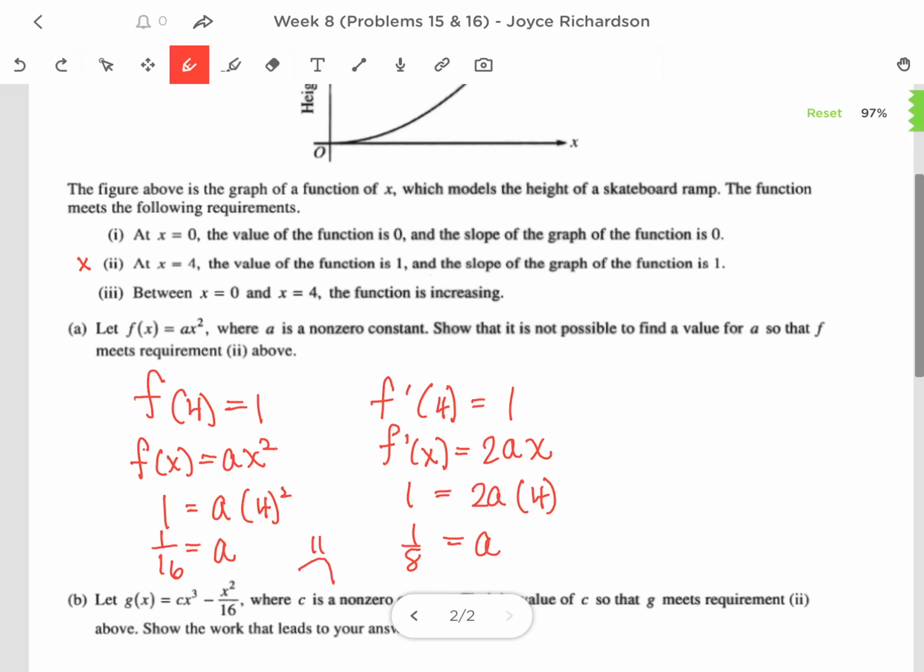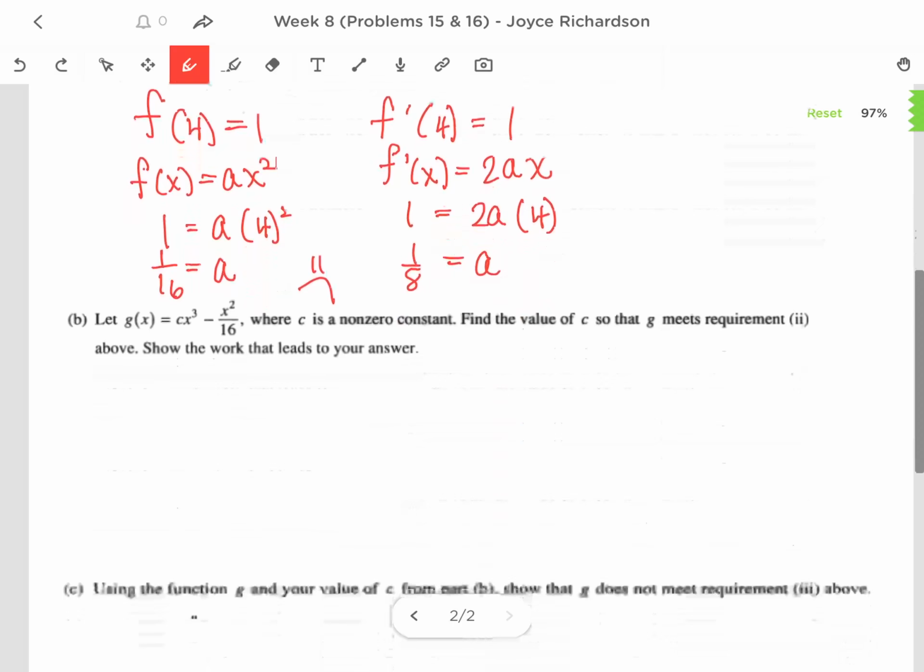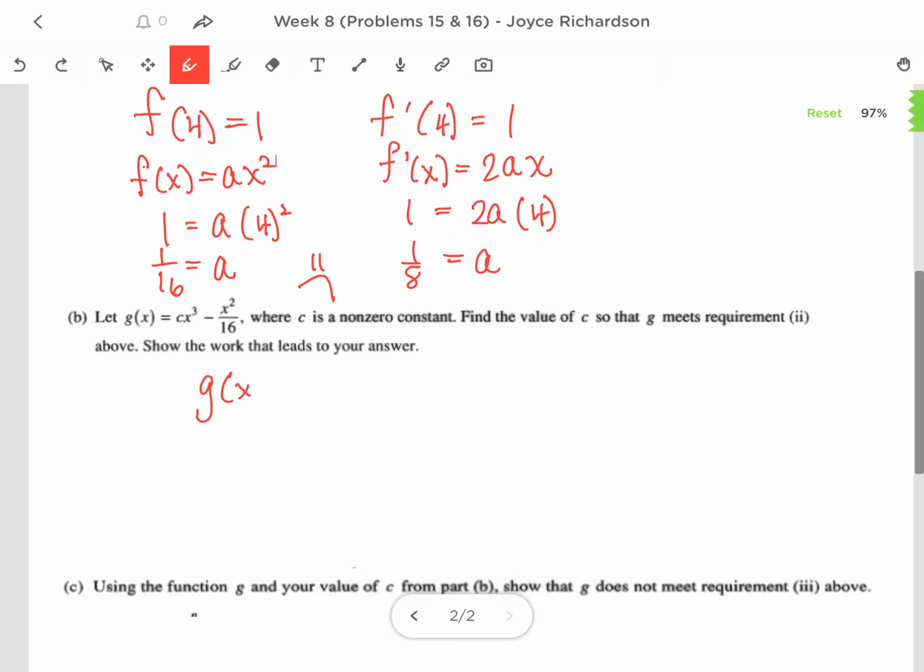No bueno. Now, some of you did it a little bit differently, and that was totally fine. Part B is asking you to find, where c is a non-zero constant, the value of c so it meets requirement 2. So what do I know? I know that g of x is equal to c x cubed minus x squared over 16. And requirement 2 again says f of 4 equals 1, and f prime of 4 is also equal to 1.